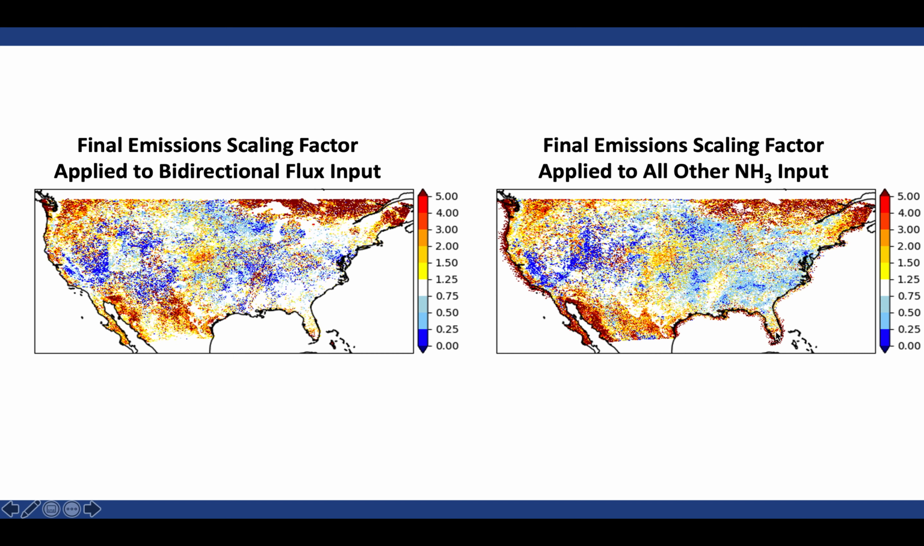And so, as we might expect, we see blue over the southeast, showing basically a reduction in emissions, and then we see warm colors over the center of the country showing an increase in emissions, and then, again, a mix of increases and decreases throughout the other regions of the country.